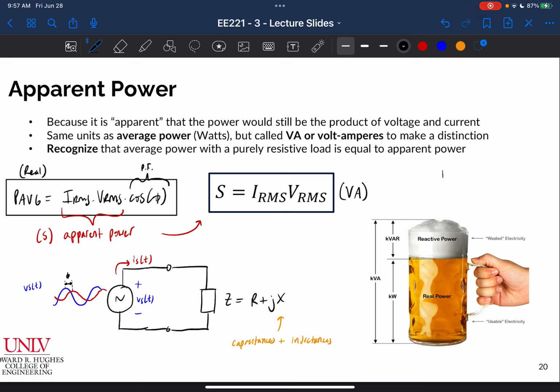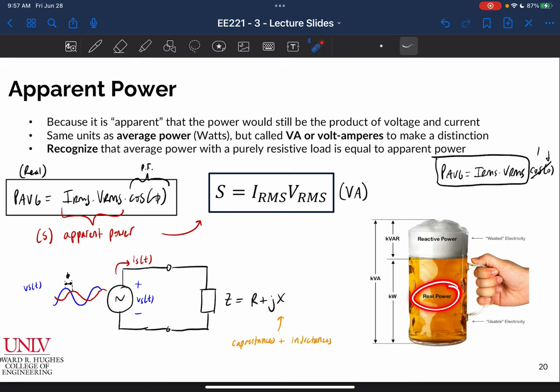When we said that the average power is IRMS times VRMS, and we didn't even have the cosine term there because we just knew that it was the cosine of zero because the phase shift was zero, and this term goes to 1, and we just get left with P average equals IRMS VRMS. And so that is the case where the real power here is equal to the apparent power, okay?